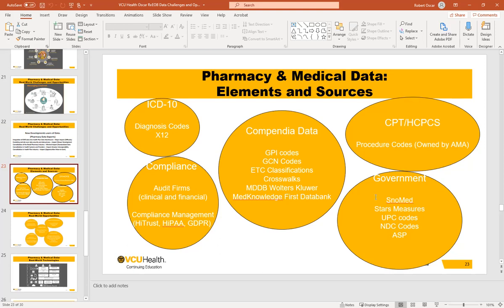The compendia are critical, and those are where we really tie drugs together into different groupings. Every pharmaceutical company thinks their drug is in their own unique class. It's not really true. There are groupings of drugs. And so Medispan is operated by Wolters Kluwer, First Databank handles the Med Knowledge Group. But that's where the GPI codes are really the MDDB group, and the GCN sequence numbers really come out of First Databank.